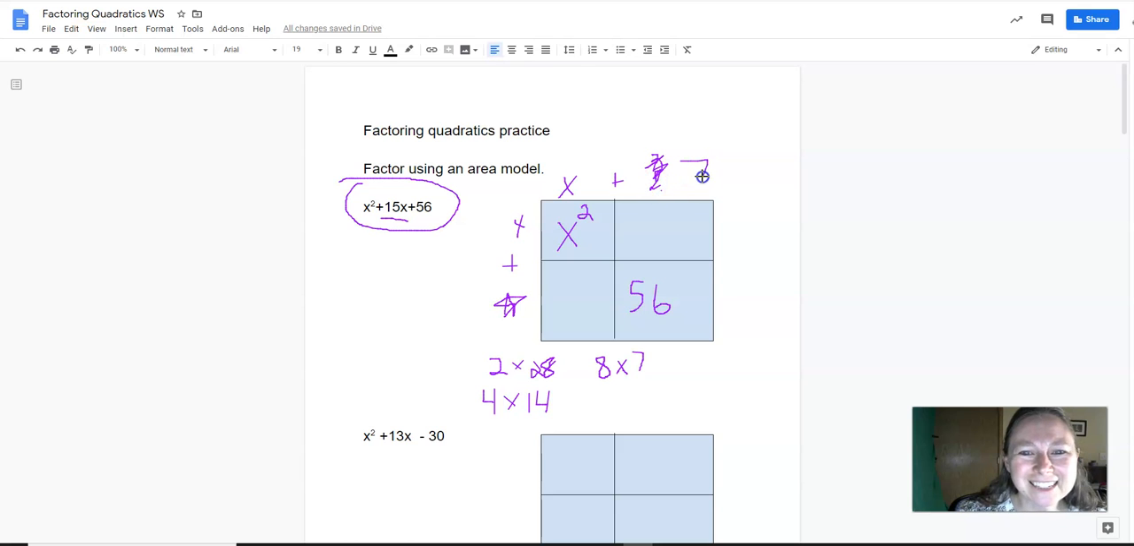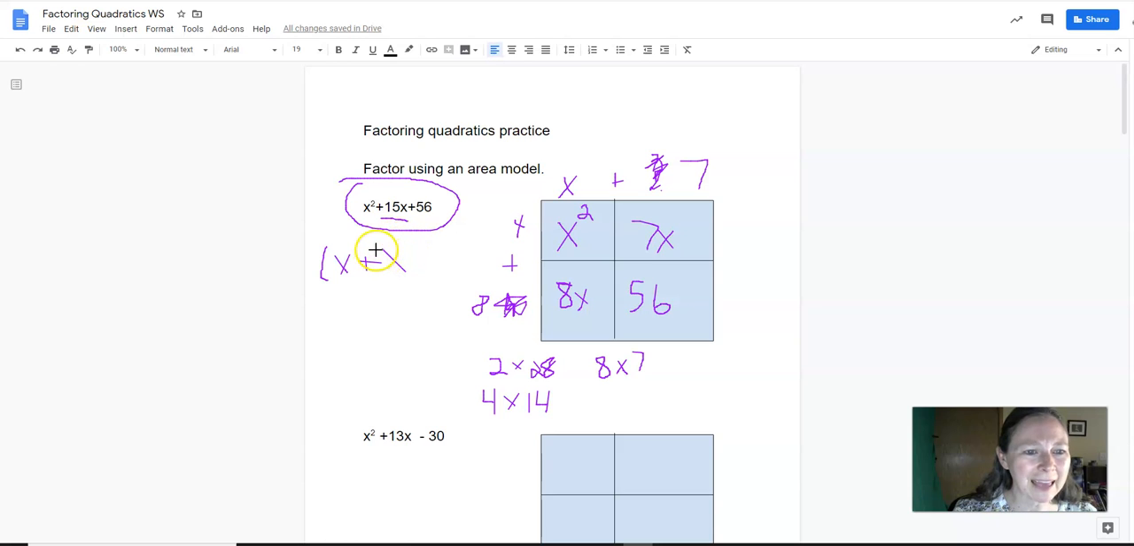So let's say this is 7 and this is 8. This would make this 8x, and this would be 7x. And 8x plus 7x is indeed 15x. So those two binomials work. This one factors out to x plus 7.